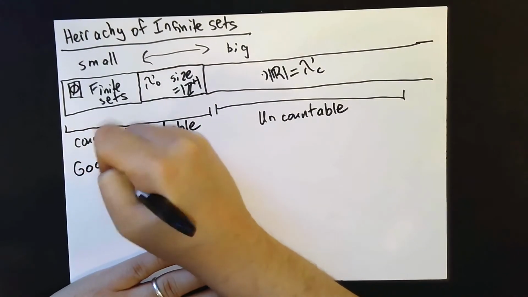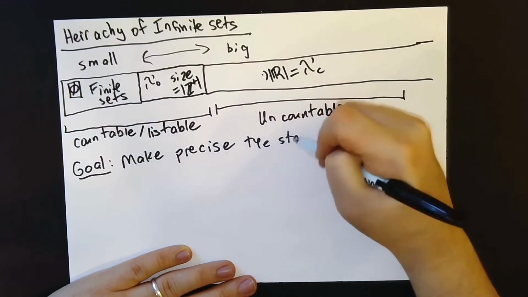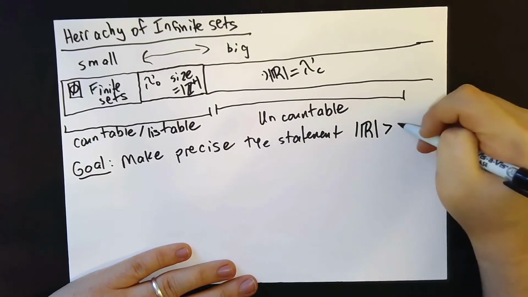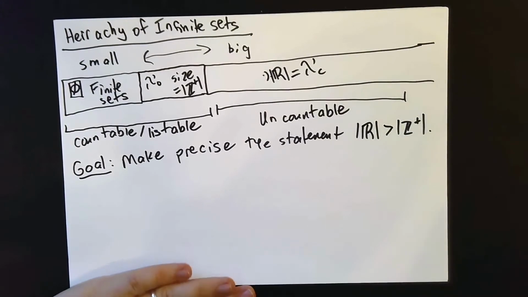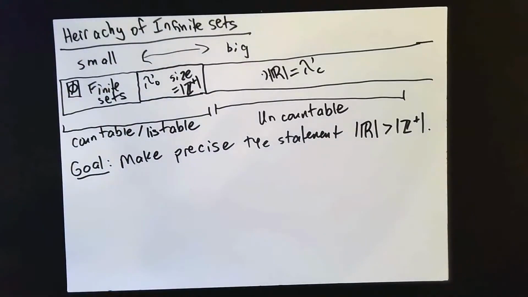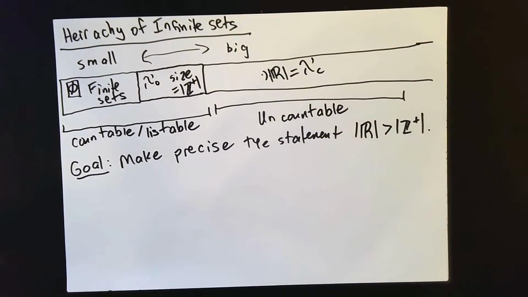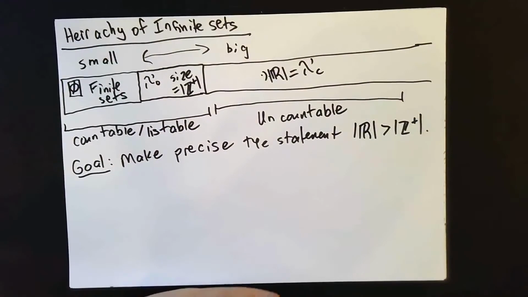So the first thing I want to do today is make precise what it means when I say that Aleph C is larger than Aleph naught. Or, as I'll write it, the size of R is strictly larger than the size of the positive integers. And then we're going to talk about sorting all of the sets that we know into their appropriate boxes. So I've told you where R goes and where Z plus goes, but what about Q? What about the set of irrationals? What about the complex numbers? And so on.